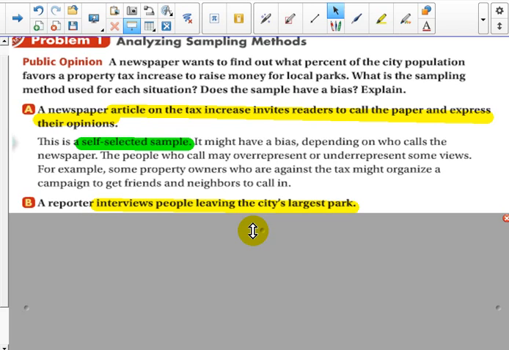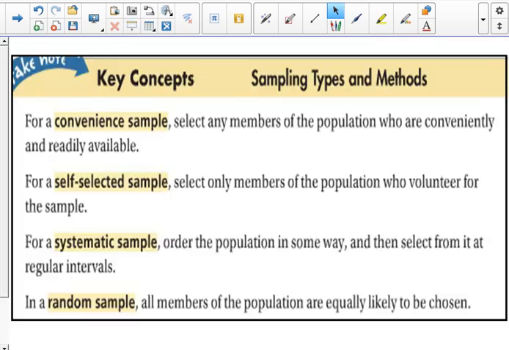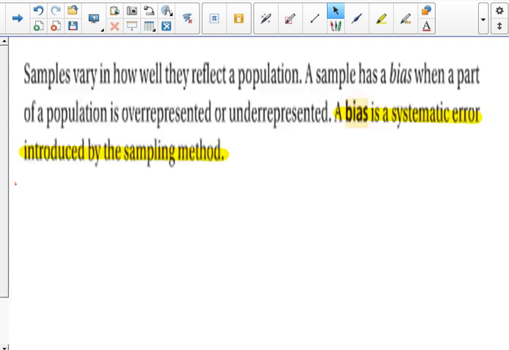Okay, the second one: a reporter interviews people leaving the city's largest park. So what kind of sample is that? He's just getting the people leaving the park. Convenient sample. Select any members of the population who are conveniently and readily available. He just stands at the park and gets all the people walking to their cars, right?